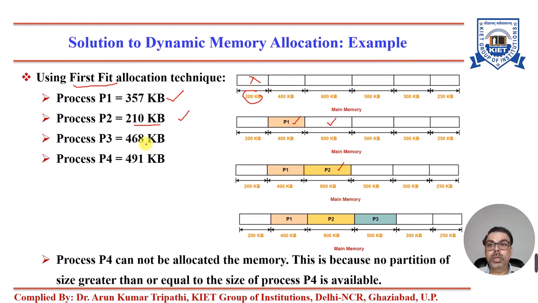Now process P3 arrives, that requires 468 KB. Is there any sufficient space? This cannot accommodate it. Yes, in this it can be accommodated. So P3 will be allocated to this one. Now the process P4 arrives. It requires 491. It cannot be accommodated here, here, or here. Although we have sufficient memory, it is scattered. So we cannot allocate process P4 in the memory.